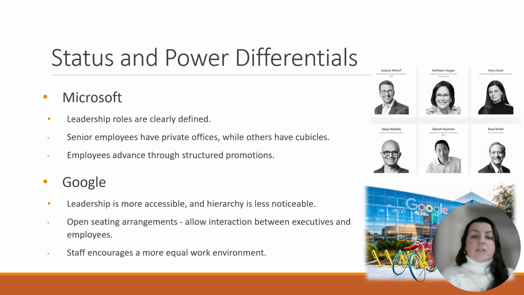Employees advance through structured promotions to become a leader in the company. So they have this hierarchy. On the other hand, Google has more flexible leadership. The leadership is more accessible, and the hierarchy is less noticeable. They have seating arrangements so everybody can work together. Executives and employees all share the same room, and all ideas can be shared. This is a good way to promote a more equal work environment.